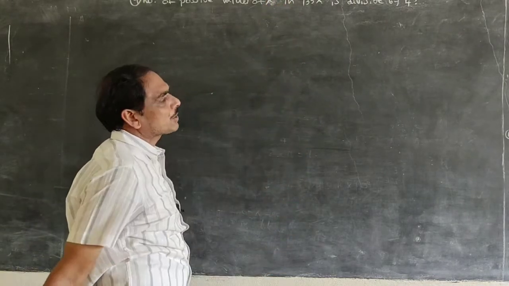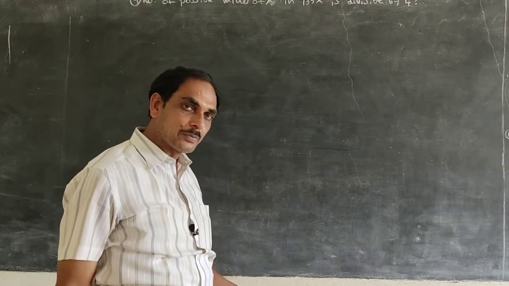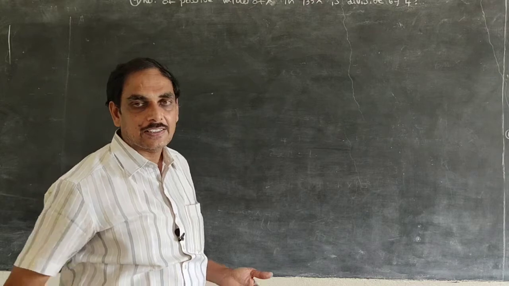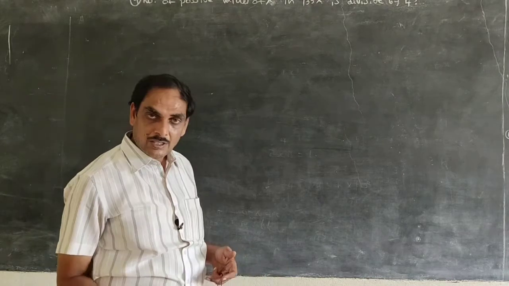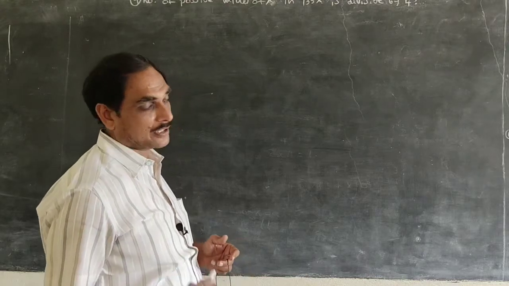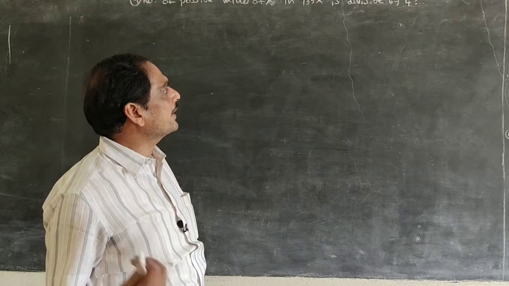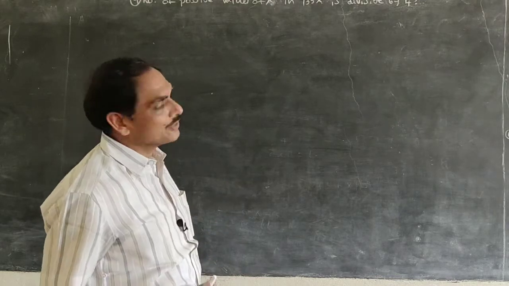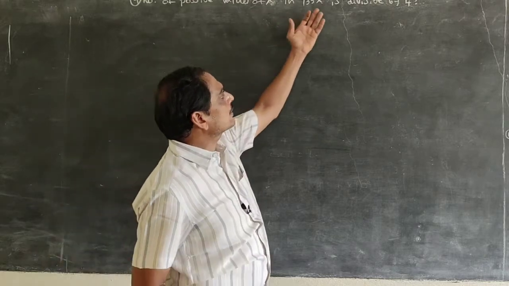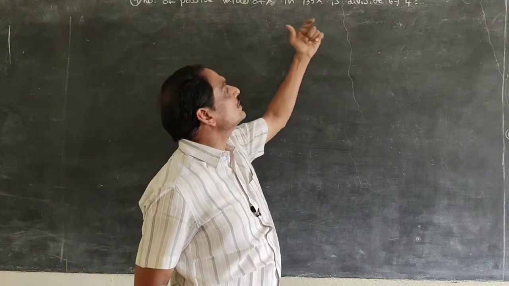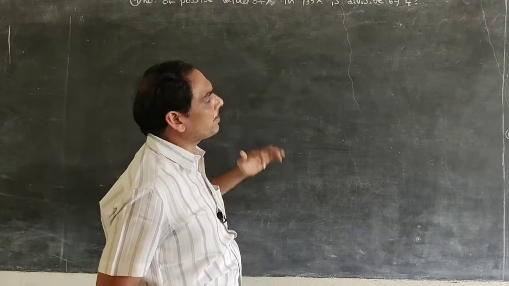So the divisibility rule for 4 is: if the last 2 digits of a number are divisible by 4, then we say that the number is divisible by 4. Otherwise, we say that the number is not divisible by 4. But here the number is given as divisible by 4 already. So we have to find the possible values of x. Possible values of x means when we substitute x equal to 0 to 9, for which the number is divisible by 4.